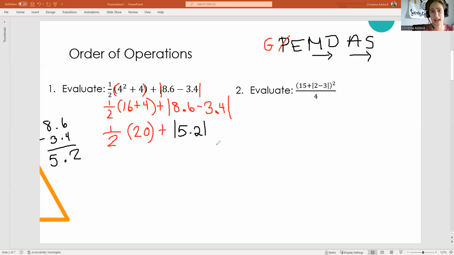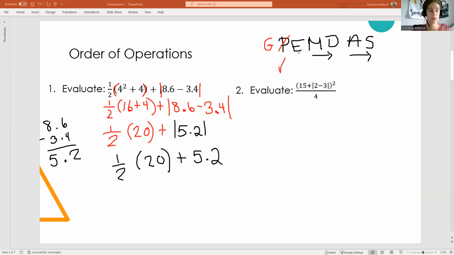Now we're going to go ahead and take that absolute value. Remember, absolute value is the distance from 0. And because it is distance, whenever you take the absolute value of a number other than 0, it will always be the positive version, because when we're talking about distance, it is always positive. We have 1/2 times 20 plus, and then the absolute value of 5.2 is simply 5.2. All right, we had to do a lot of work there, but that's okay. We got our grouping symbols all taken care of.